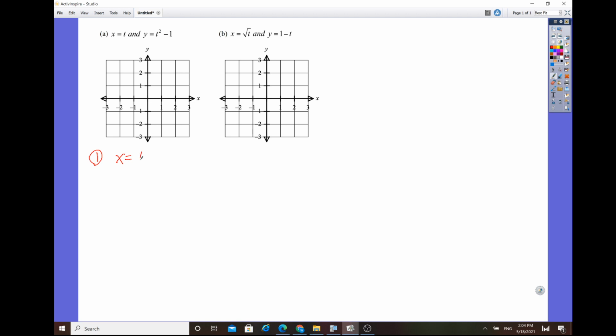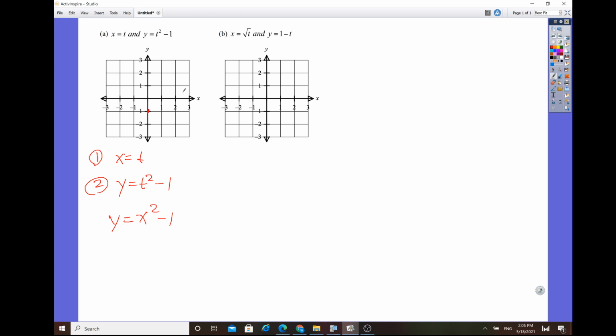So x equals t, the first equation. Second equation, y equals t squared minus 1. So using substitution, what we got here is y equals x squared minus 1. And we do know that it's a parabola. Okay, so after you condense it, sketch the graph. It's a parabola, with the vertex at 0, -1.